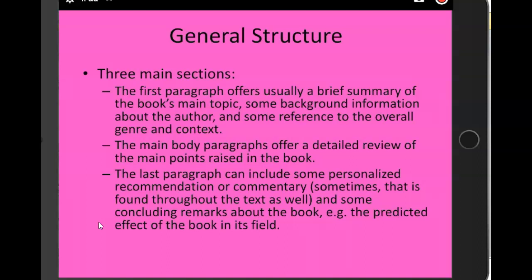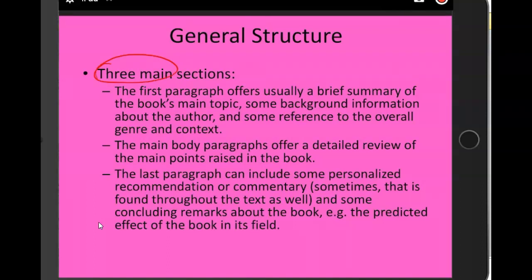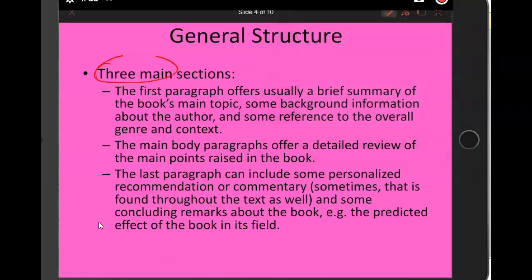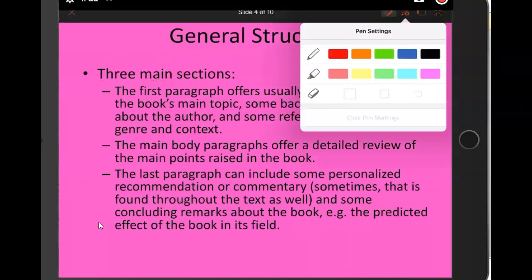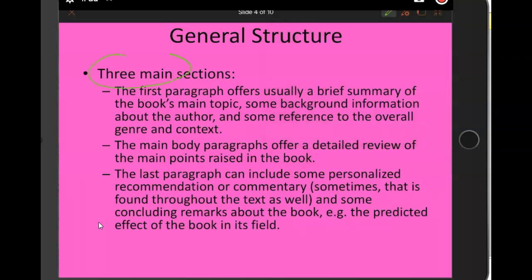verdict of the book, some concluding remarks, and this could be the predicted effect of the book in its field, maybe how it relates to current political situations, which could be the case depending on the topic. So kind of like a what's next type of attitude in that last paragraph. But again, three main sections. Oops, the color changed here. Three main sections is really what we'll find mostly in book reviews.